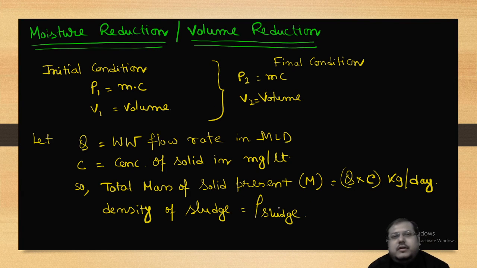Now we are going for the moisture reduction or volume reduction. How is it happening? We can go for dewatering process, heating. It can be chemical oxidation, like this. We will come to that. Certain terms are there which signify what process we are actually going through.